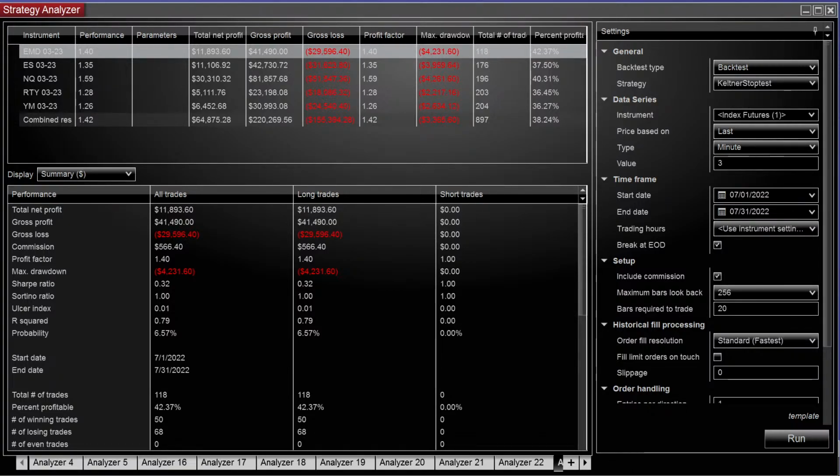Does that make sense? Yep. And then once we take the pattern into our platform, we can add some fat tails to it and see how it's doing there.